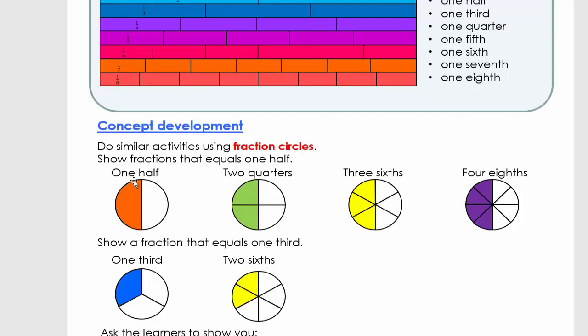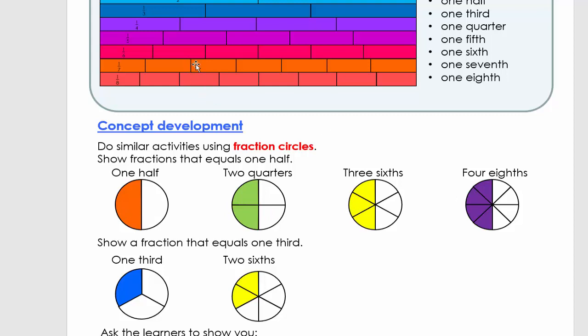So let's quickly see. I've got 1/2 here. I've got 1/2 there at the top. I've got 2 quarters. So if I look, I see 2 quarters are equal to 1/2. So we've got 1/2 equal to 2 quarters. Let's go look at 3 sixths. So I've got 3 sixths and I've got 3 sixths. I can just look at the diagrams and I can see it's equal.